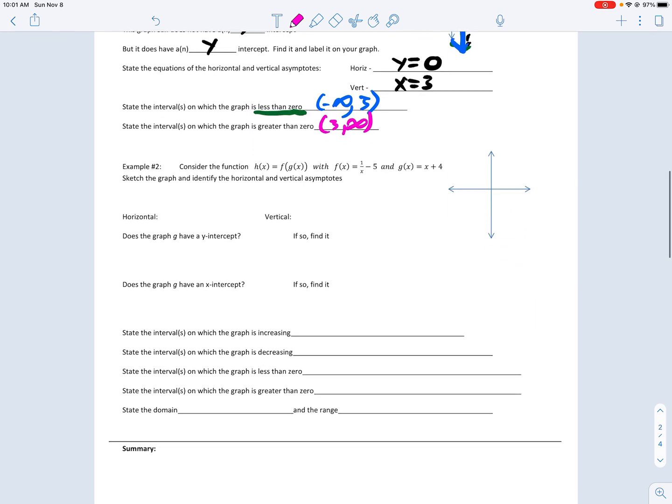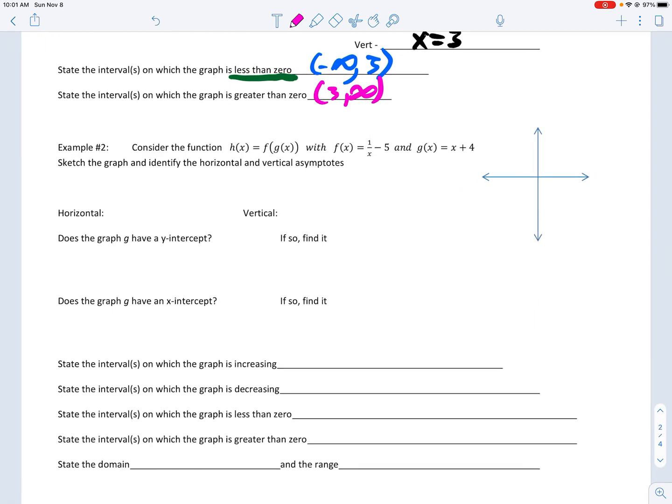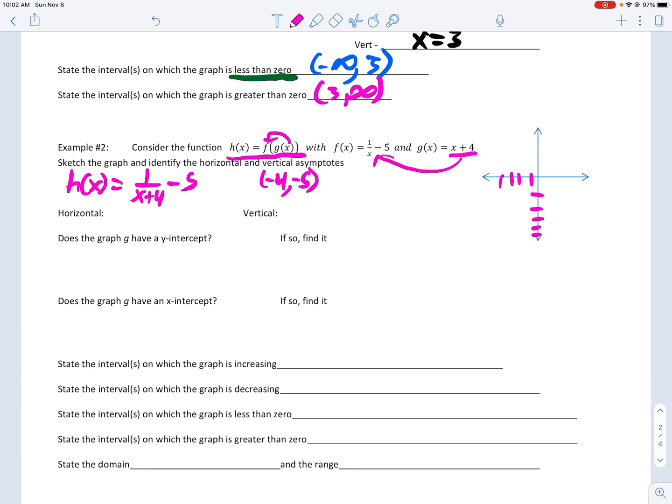Okay, example 2. So we have our function here. Remember, this type of notation means you're going to plug g into f. So your new equation, g is going to go in for x, is 1 over x plus 4 minus 5. So this has been shifted left 4, down 5. So that's where your asymptotes are.